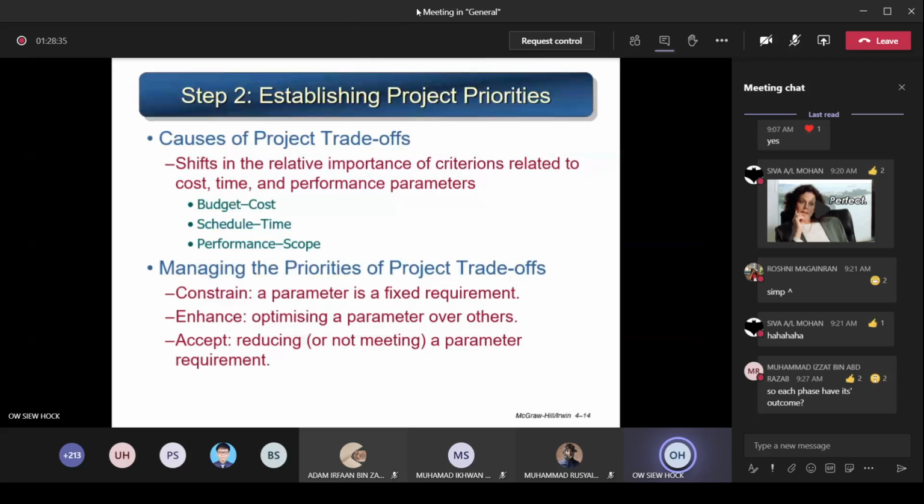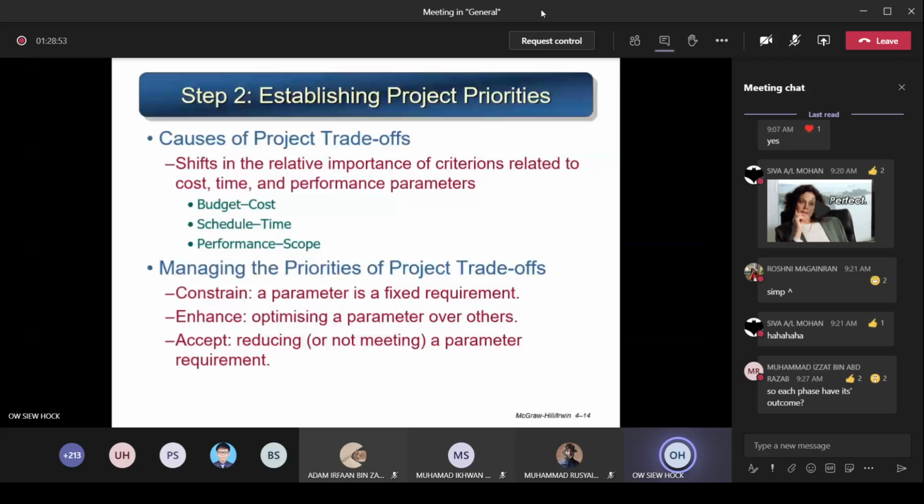So the term accept means reducing or not meeting a parameter requirement. That means you have to accept it. For example, for the budget, just now the example said I spent 10,000 to finish the project. If you accept the budget, it means exceeding the budget of 10,000. Now, in the end, I have to spend 15,000.